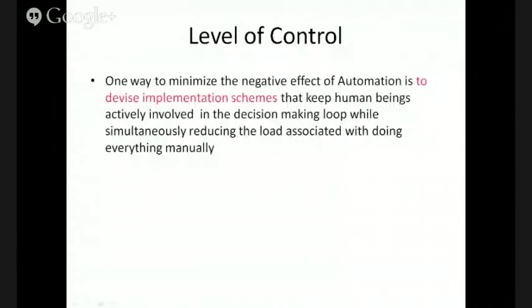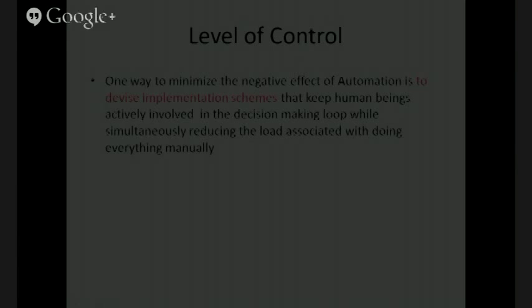Now, level of control. One way to minimize the negative effect of automation is to devise implementation schemes that keep human beings actively involved in the decision-making loop while simultaneously reducing the load associated with doing everything manually. I think it is self-explanatory. Whenever you have the human touch in it, you have to have some implementation schemes that will definitely improve the automation system, but at the same time the human touch is there.